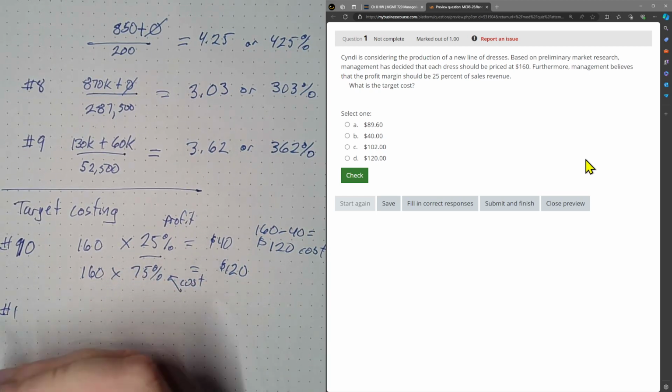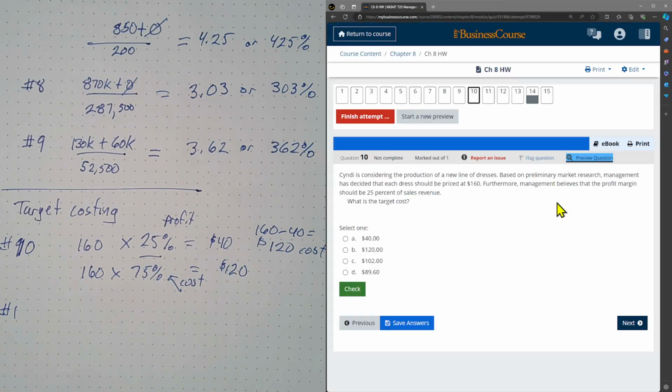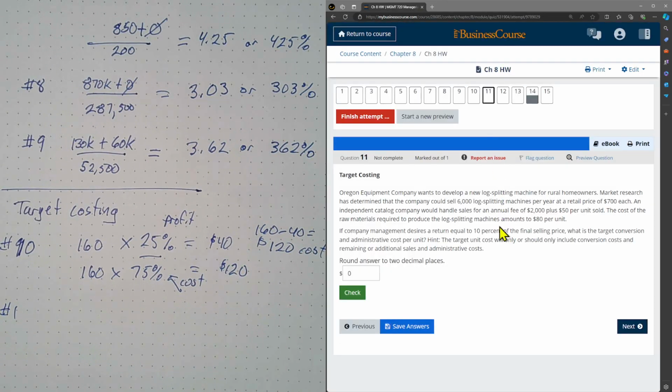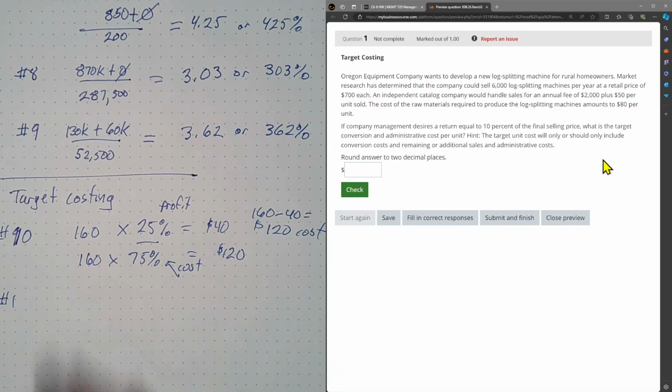If this was an easier target costing question, this one's going to be a little bit more difficult, but not so much so that we can't do it. So we've got a bunch of things. Oregon, please don't say Oregon. My mother's from Oregon. It has not gone anywhere. Oregon has not gone anywhere. It's Oregon. Okay, I'll get off my soapbox. Oregon Equipment Company wants to develop a new log splitting machine, because we're all lumberjacks in Oregon, for rural homeowners.